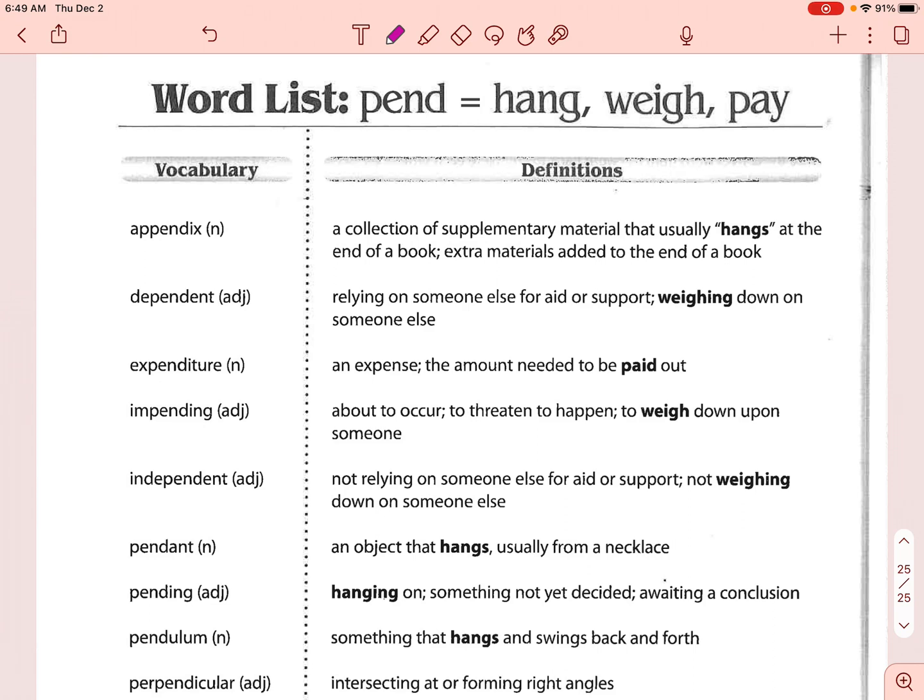Vocabulary preview. We are working on the PEND list this week. As you can see, we have 3 different words here to associate with that root of PEND. We have tang, weigh, and to pay. You're going to notice that all the words here revolve around those 3 meanings there.